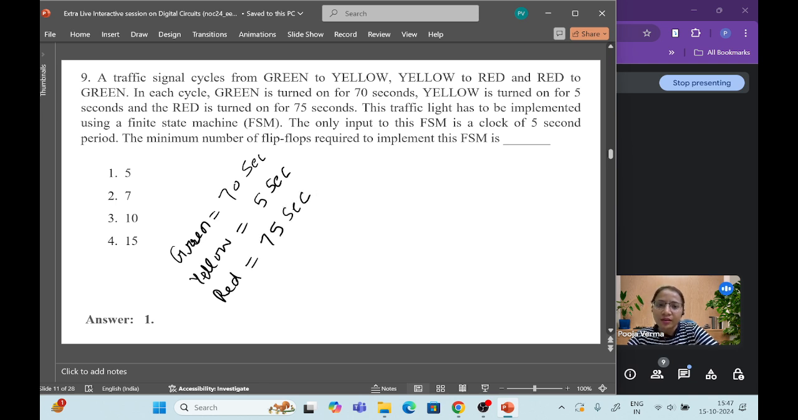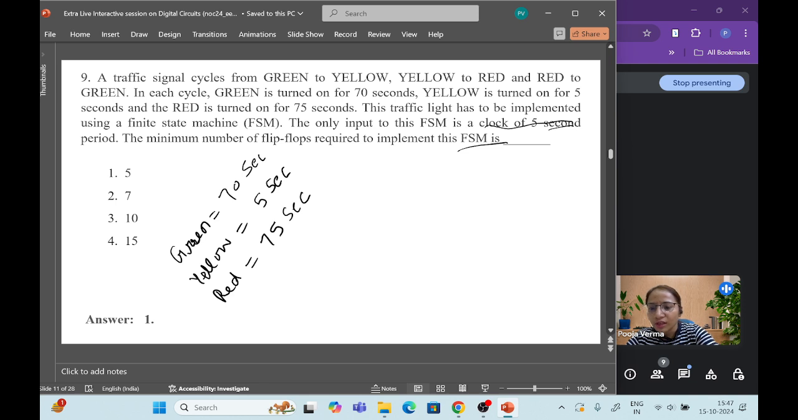So this traffic light has to be implemented using a finite state machine. The only input to this FSM is a clock of 5 seconds period. The minimum number of flip flops required to implement this FSM?